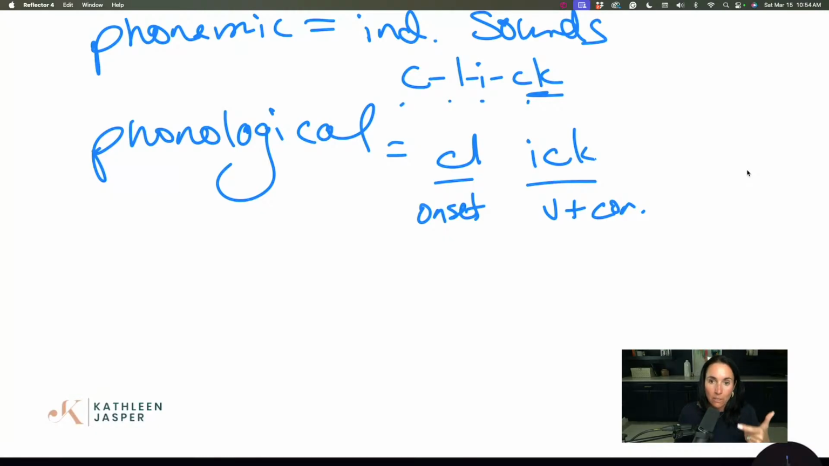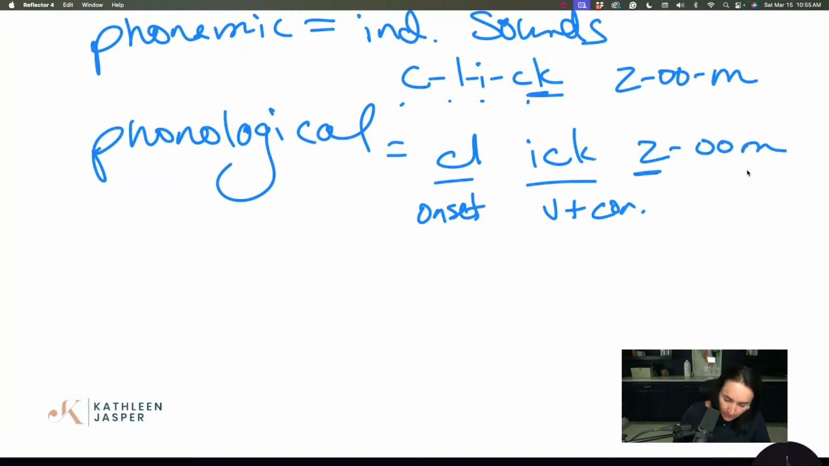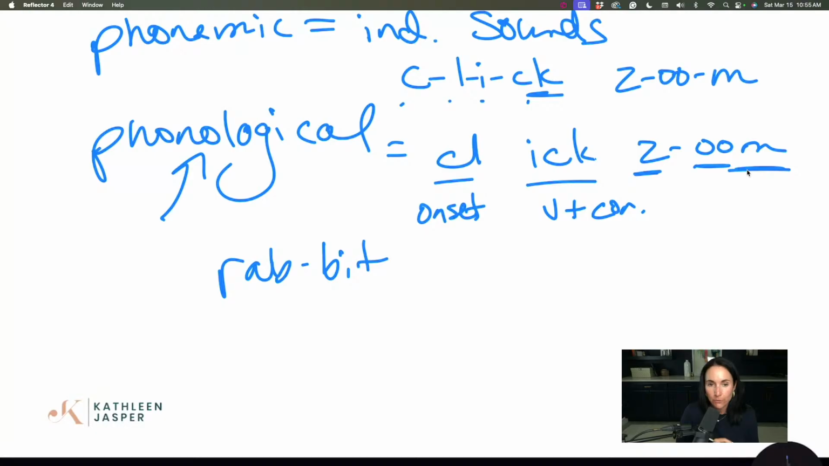Phonemic awareness is k, l, i, k. Same thing with zoom. Phonemic awareness would be z, oo, m. Phonological awareness would be z, then the vowel sound followed by the consonant sound together. There's some blending here, okay? Now, phonological awareness could also be syllables. Rabbit, two sounds based on the syllables. So phonological are bigger sounds, phonemic awareness, much smaller, much more nuanced.